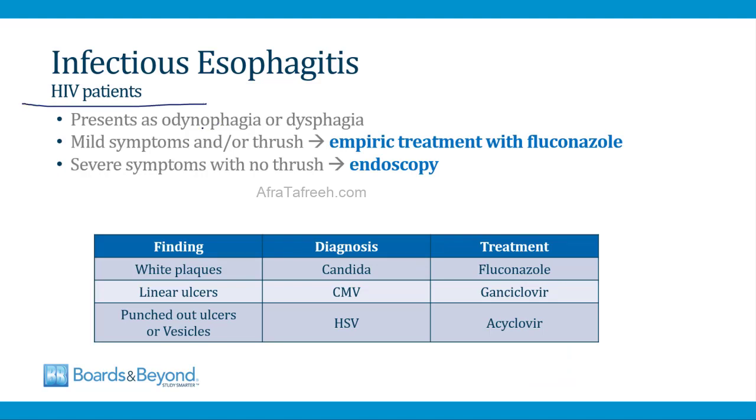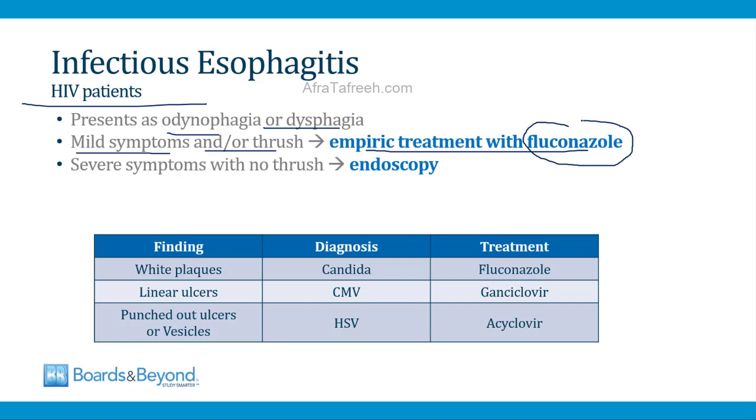Infectious esophagitis often comes up when treating immunocompromised patients with HIV. In this group, it will present in the usual way as odynophagia or dysphagia. Candida is the most common cause, and so for this reason, if patients have mild symptoms or they have evidence of oral thrush, which is Candida infection in the mouth, then usually they're treated empirically with fluconazole, which is the treatment for Candida. Usually in situations where the symptoms are mild or there's evidence of thrush, no endoscopy is done. In contrast, if the symptoms are severe, especially if there is no evidence of thrush, that's when endoscopy usually is done to identify the specific cause of esophagitis so it can be treated.